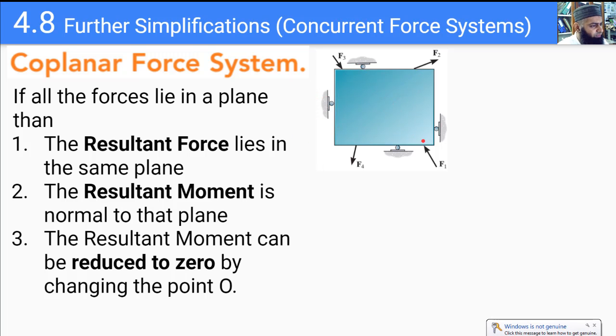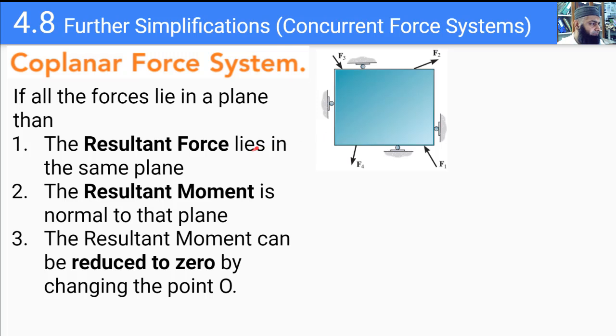because we can say that this plane is the xy plane and the z axis is out of the board, or out of this screen. In that case, F1 lies in the xy plane, F2 lies in the xy plane, F3 lies in the xy plane, and F4 lies in the xy plane. And the resultant force is just the sum of all of these four forces, and the resultant force would also lie in the same plane.